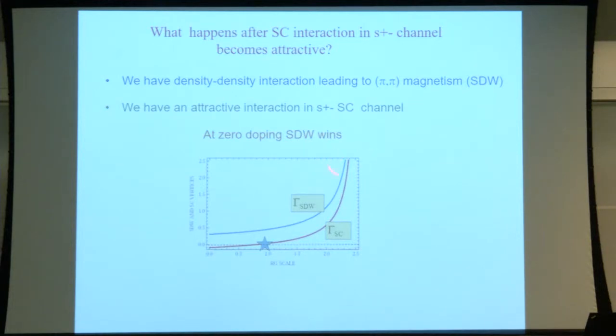So these two lines don't cross. If you are at finite doping, eventually magnetism is stopped because of the difference between the chemical potential of holes and electrons. But the superconducting interaction, once it becomes attractive, keeps going attractive. I mean, superconductivity occurs whenever we have a Fermi surface, and eventually superconductivity wins. But there are more interesting situations, and hopefully, since I started later, I have a little bit more time, so hopefully we'll come to a point when I show you more interesting pictures.